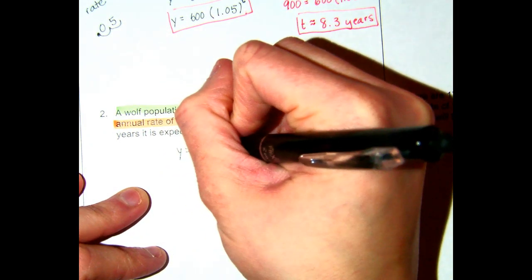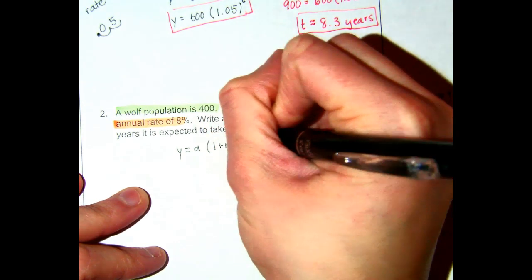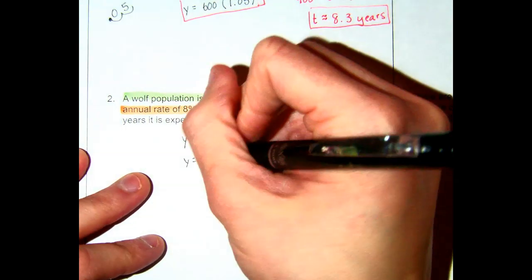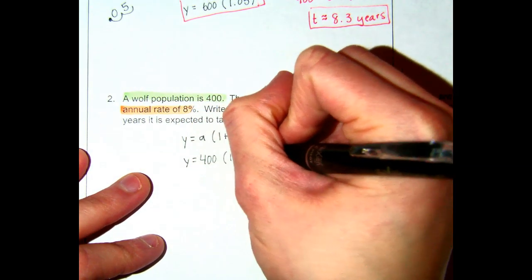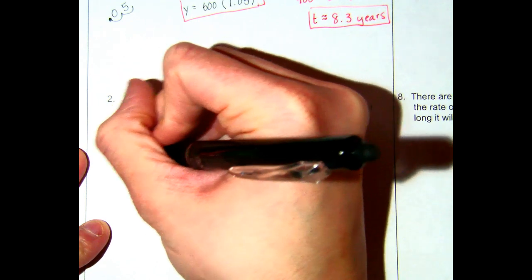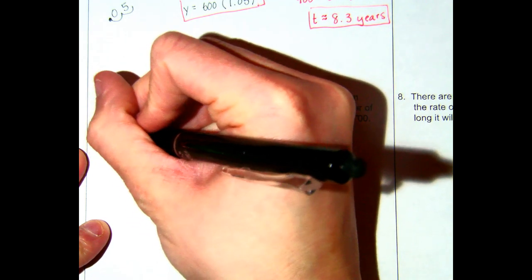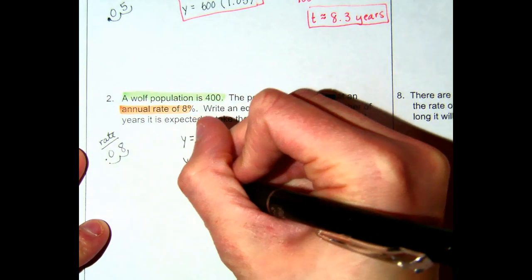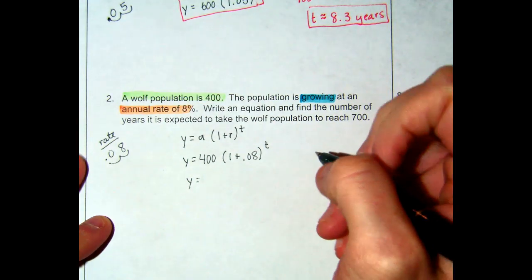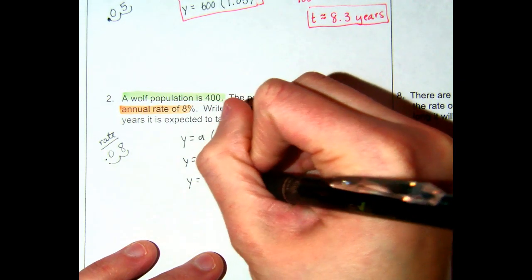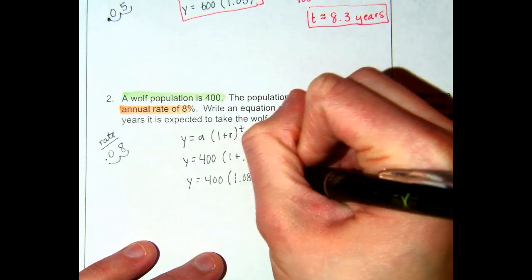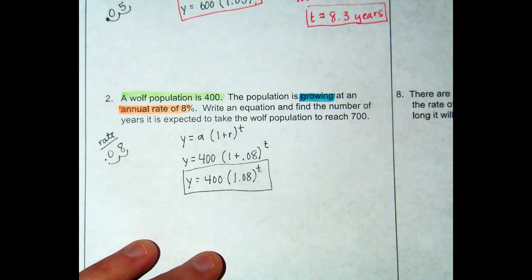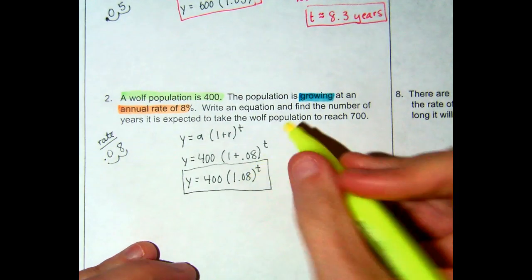y equals a parentheses 1 plus r to the t. y equals, the beginning population is 400. 1 plus 8% is the same as 0.08, to the t. After a while, you can quit writing the rate down if you just realize it's 8%. So 400, 1.08 to the t. That is the first part. I'm finished with the first part. The rest of this question says, first of all, write an equation, but we're done.